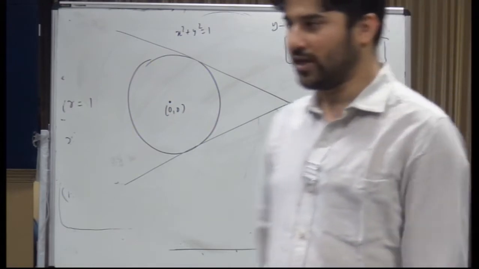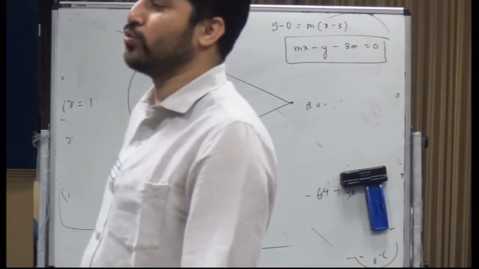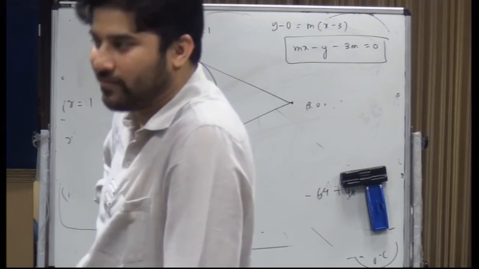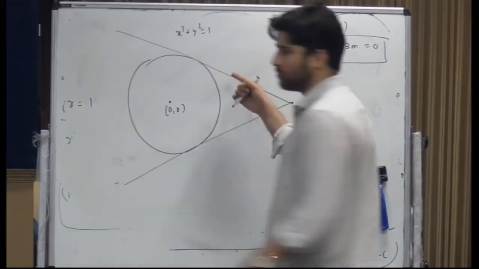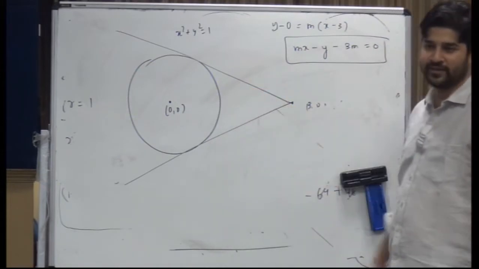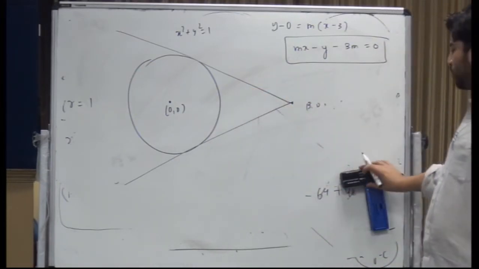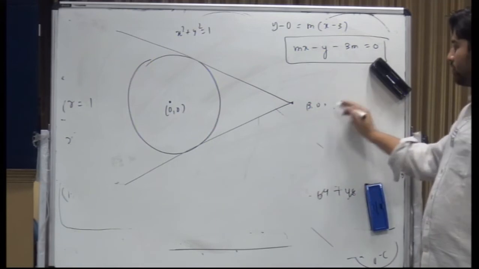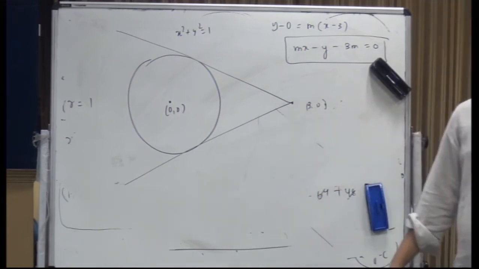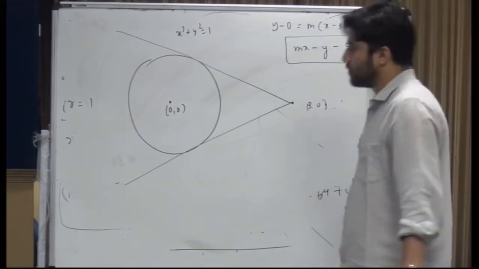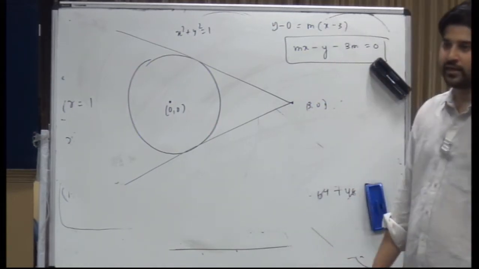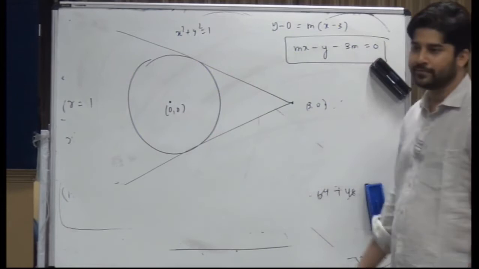But this is not the answer. Why? Because you have assumed the slope as m. You need real values of m, right? And you must be knowing that there will be two values, because two tangents are being formed. Definitely you studied in childhood that if a point is external, how many tangents can you draw? Two. Okay. Now there is no way visible to find the slope, because you don't know that either, right?